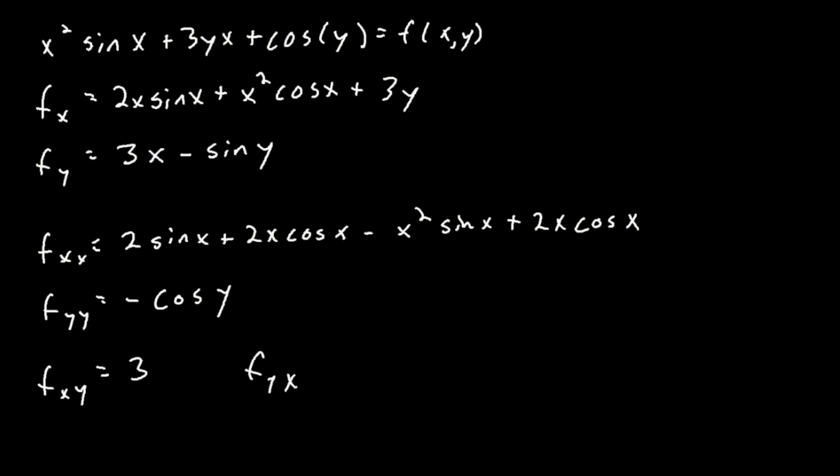How about we try again? F of y derived with respect to x. Let's derive this with respect to x. Since y is treated as a constant, since we're deriving with respect to x, this turns into 0. And all we're doing is deriving 3x. We've derived 3x with respect to x. You just get 3. And again, these two values are the same.